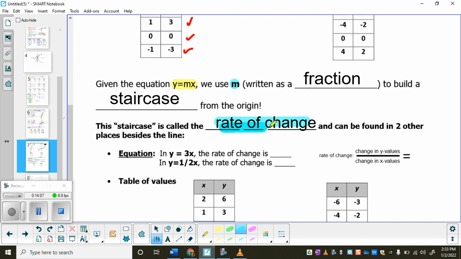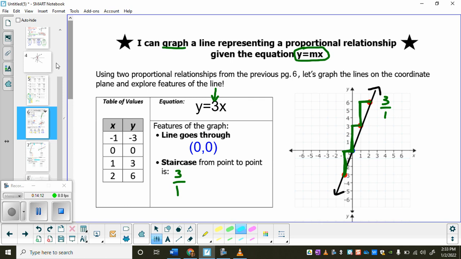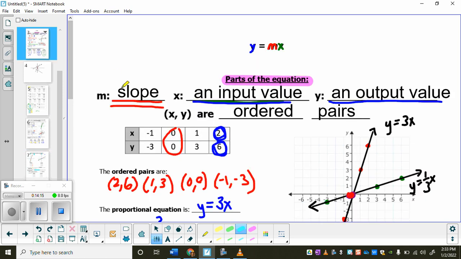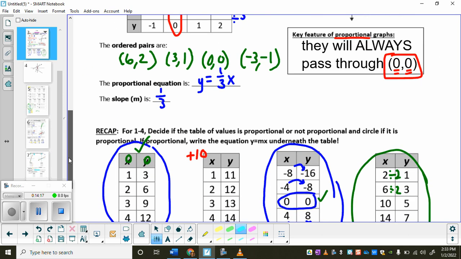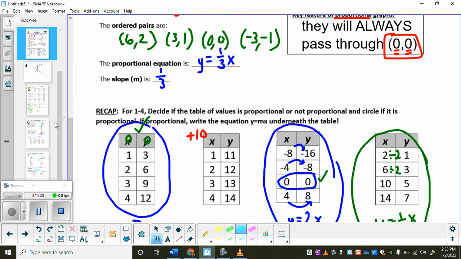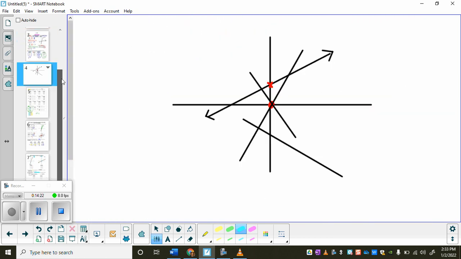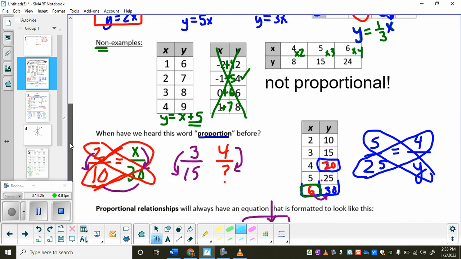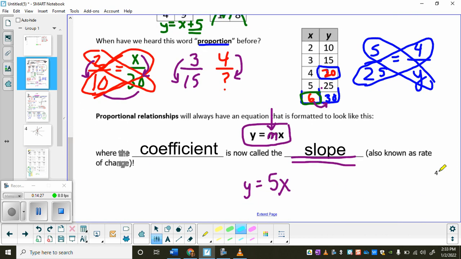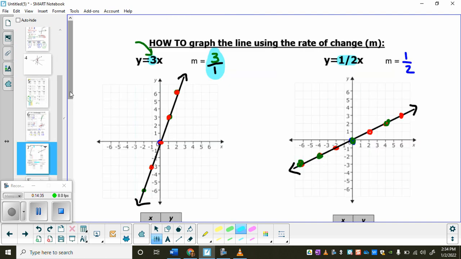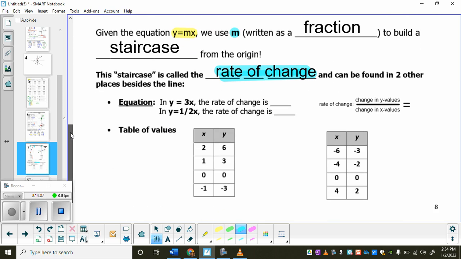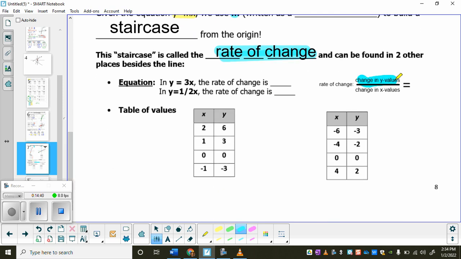Now this staircase is actually called the rate of change. The slope is called the rate of change. And I mentioned that in a previous video. Let me see if I can find that. I'm trying to find it. Sorry if I'm getting a little confusing here. We already said that m was the rate of change. Yeah, right there at the bottom of page 4, we had said that the coefficient, the slope, is called the rate of change. Now, what do I mean by rate of change? It's the rate at which you see the change in y values compared to the change in x values.